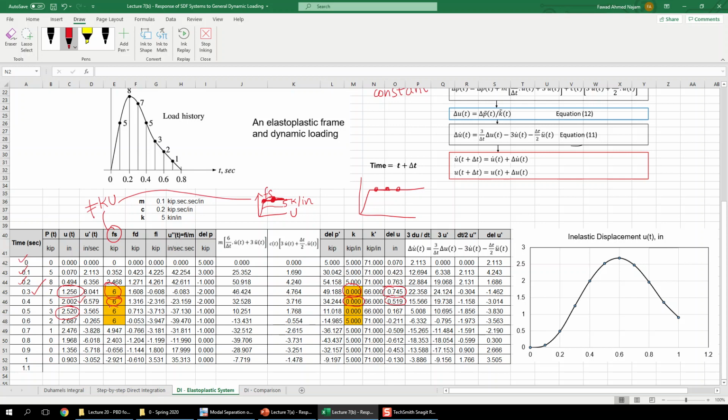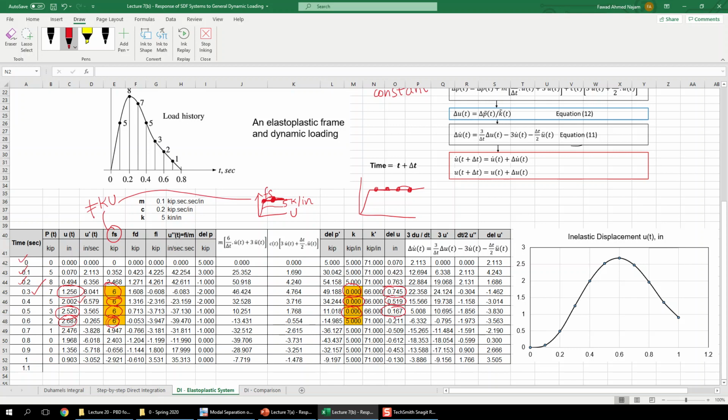In this time step also, since we are in the yield range, Fs will remain equal to 6 and K will be 0. Delta u is again positive. So now we go to the next step, and we add this delta u to the previous value to get the next u. Again Fs will be 6 and K will be 0.